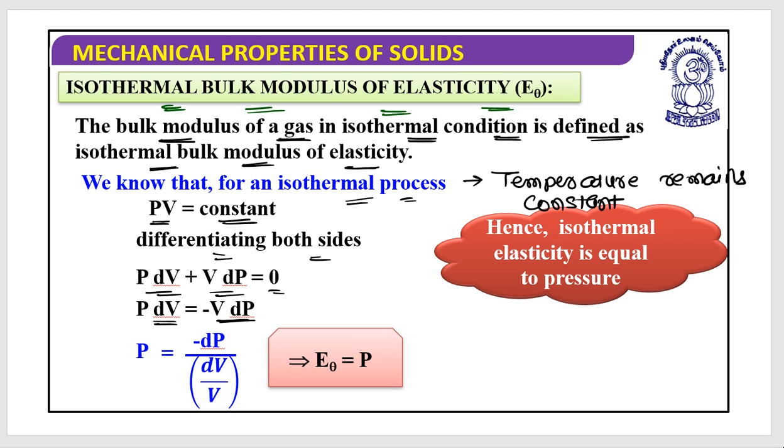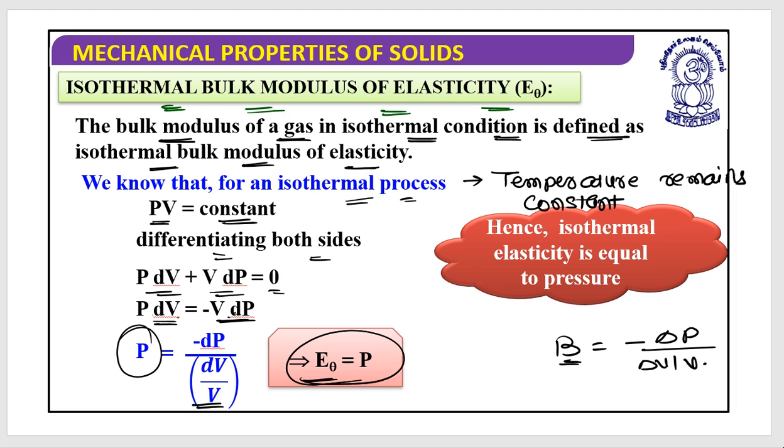And what is B? This bulk modulus is equal to minus of delta P divided by delta V by V. So this is minus of dP divided by dV by V. That is what we call P. So this bulk modulus would be equal to P. So for the isothermal process, its bulk modulus of elasticity is equal to the pressure of a gas. I hope this is clear.